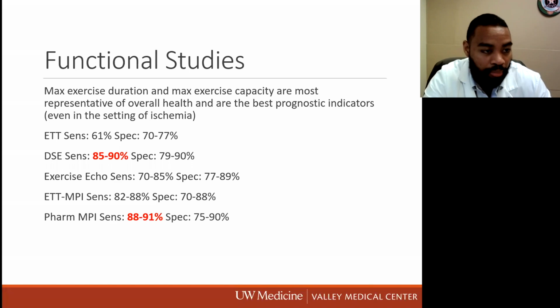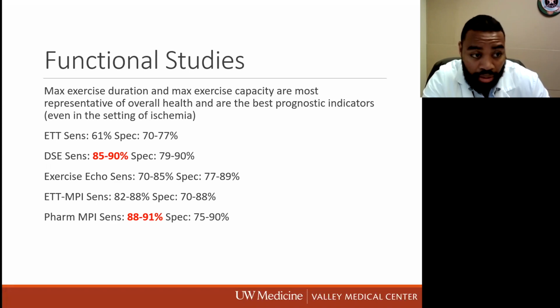It has a sensitivity of about 61% and a specificity of 70 to 76%. So it really lags behind in terms of the sensitivity in making that diagnosis, if you compare it to a pharmacologic myocardial perfusion scan, which clocks in at 81% sensitive. So it will depend, obviously, on your institution and what's available.